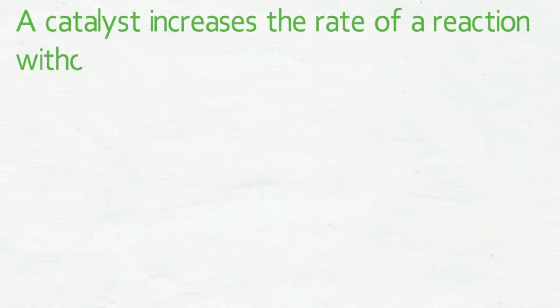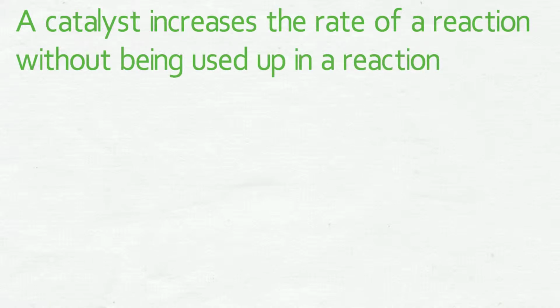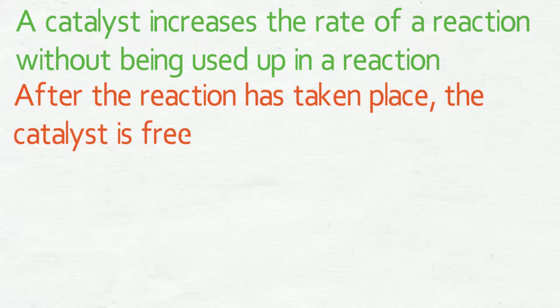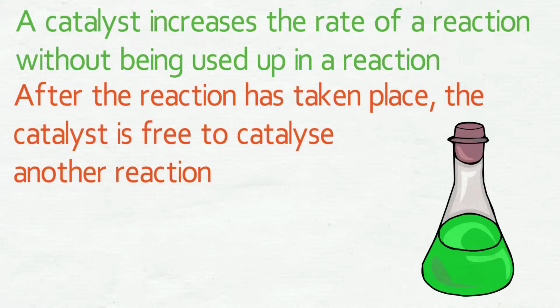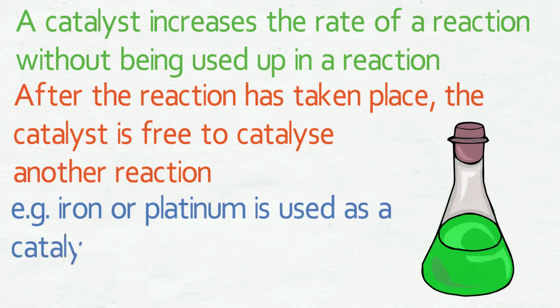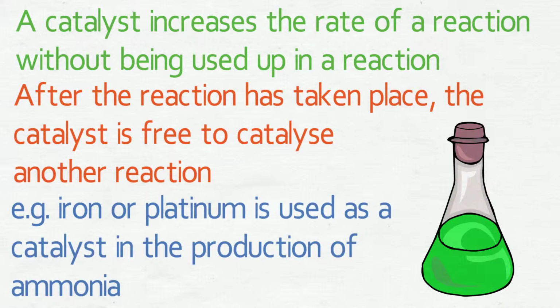A catalyst increases the rate of reaction without being used up in the reaction. This means that after the reaction has taken place, the catalyst is free to catalyze other reactions. This is why we only need a small amount of the catalyst to catalyze a large mass of reactants. Catalysts will only catalyze certain reactions. For example, iron or platinum is used as a catalyst in the production of ammonia.